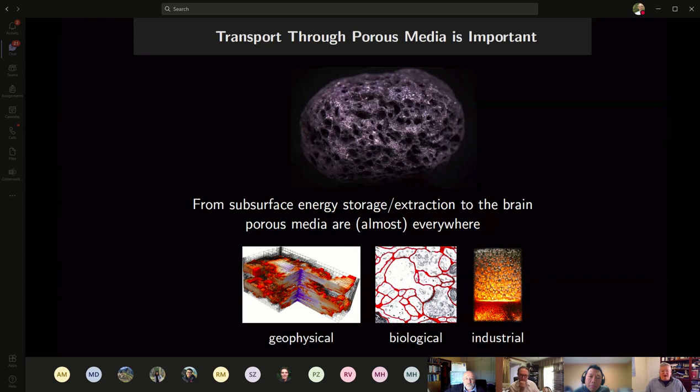One of the other things we're looking at a lot is transport through porous media. Porous media is a rock or something with holes in it, and the fluid can go through the holes. There are a lot of applications where porous media is important. These are just three I picked at random. This is a very complex geophysical simulation from the oil and gas industry about a well and how fracking down there works. Biological, this is brain tissue with fluid that flows through your brain. This is a metal foam being used as a heat exchanger, as an industrial example.